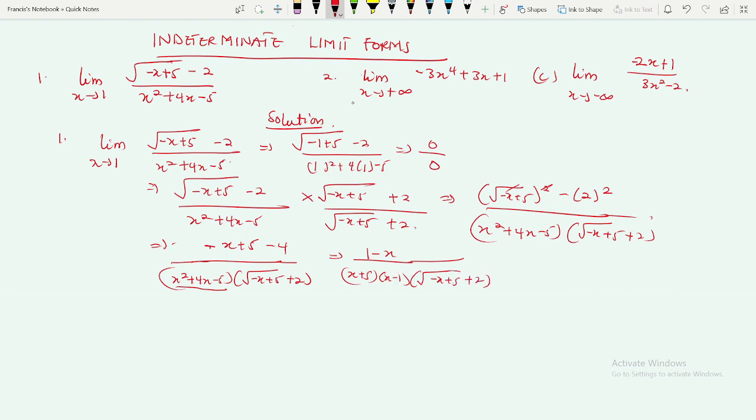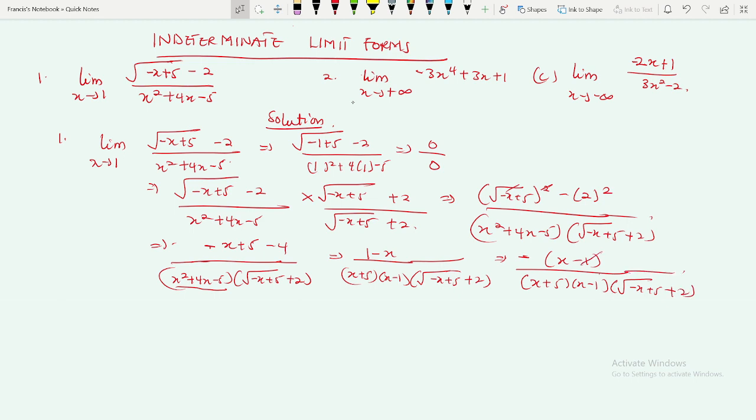So at this point, I have 1 minus x, I have x minus 1. I want to cancel them out, but they have to look the same. So that means I have to turn the numerator into x, and the coefficient of x here is negative. So I have to multiply up and down by negative. This is going to give me negative. When I factorize negative here, I'm going to get x minus 1 all over the denominator, which becomes x plus 5 times x minus 1, multiplying square root of negative x plus 5 plus 2.